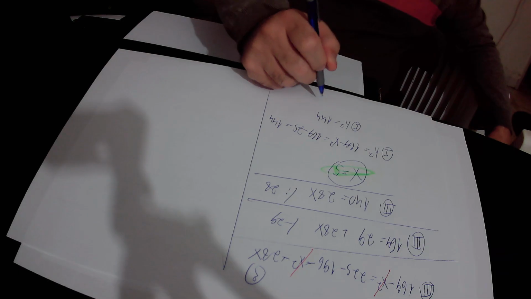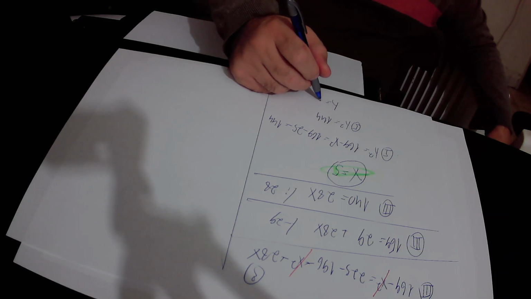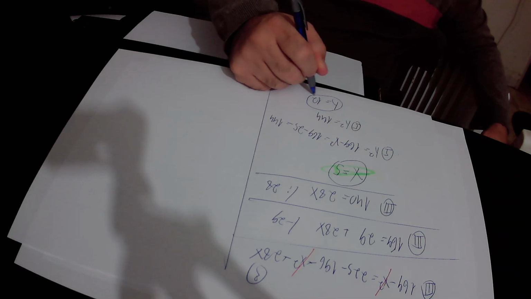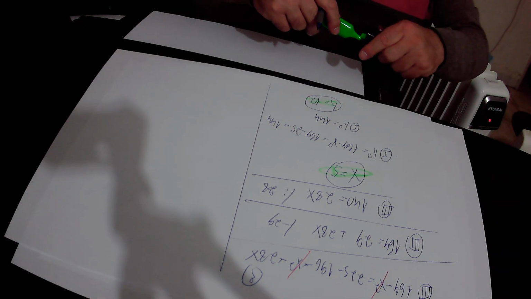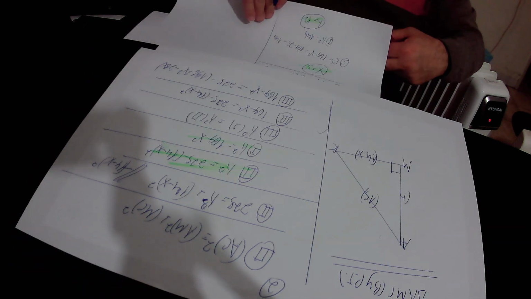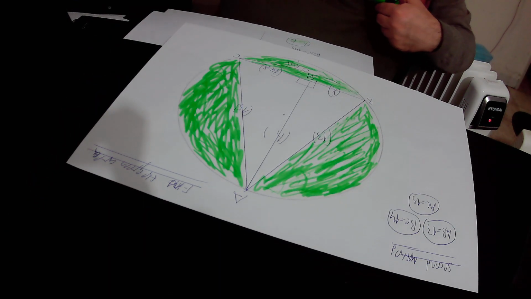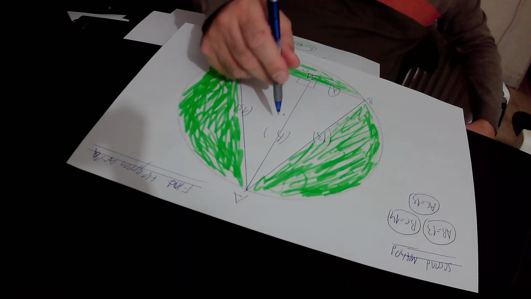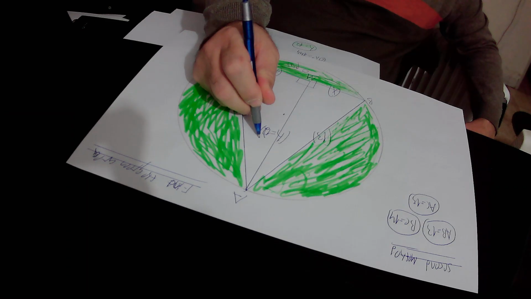Here we take the root of this equation and finally we get that h equals the square root of 144, that is 12. So h equals 12 units. So we can write here that h equals 12 units. AM that is equal to h is equal to 12 units.